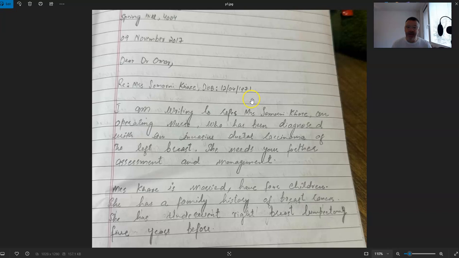So, you've got your RE Yadiri. Okay. Writing to refer Mrs. Khaze, an operating nurse. Now, why does that need to be in the first sentence? You don't really need it. Yeah. You can put name, age, occupation sometimes. Writing to refer Mr. Dean, a 40-year-old English teacher whose symptoms are. You can do that. But here you don't really need that. An operating nurse who was being diagnosed with an invasive ductal carcinoma of her left breast. She needs your further assessment and management.